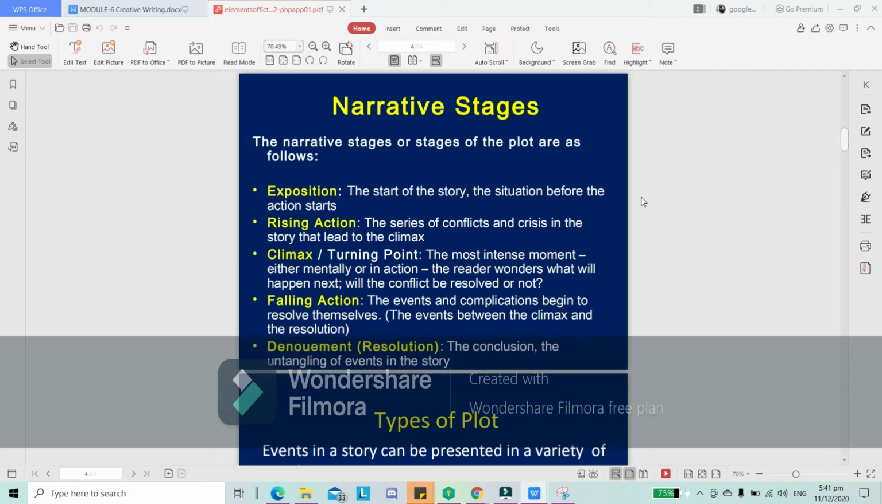For example, Attack on Titan is popular right now. I'm also an avid fan of that anime. The exposition started in season 1 where they introduced the characters, Eren, Mikasa, the boys can really relate to this.